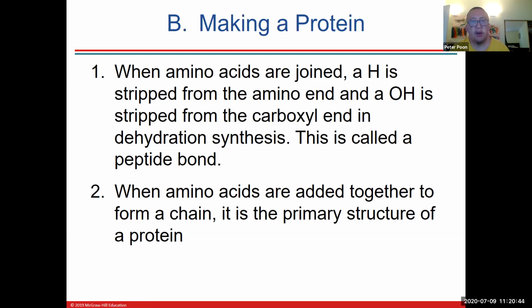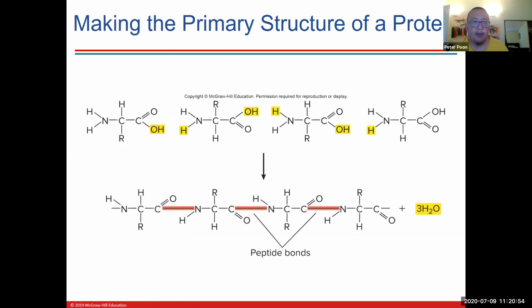When two amino acids are joined, the H is stripped from the amino end, and the OH is stripped from the carboxyl end. This is known as a peptide bond. So here you form a peptide bond. Peptide bonds are usually stronger than most other bonds, about one and a half times the strength of other bonds.